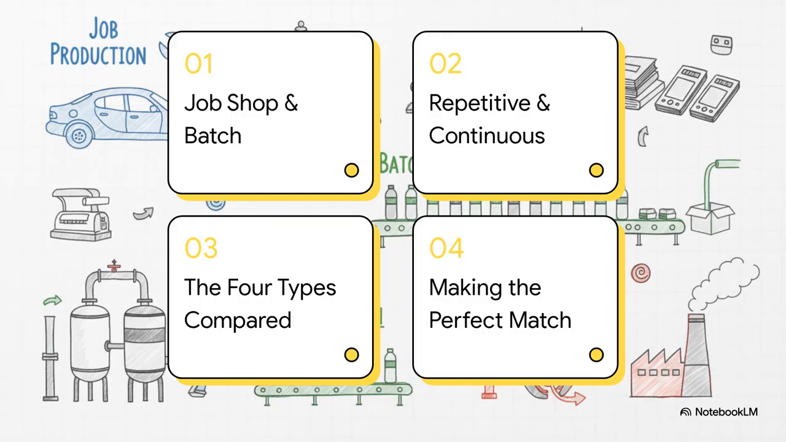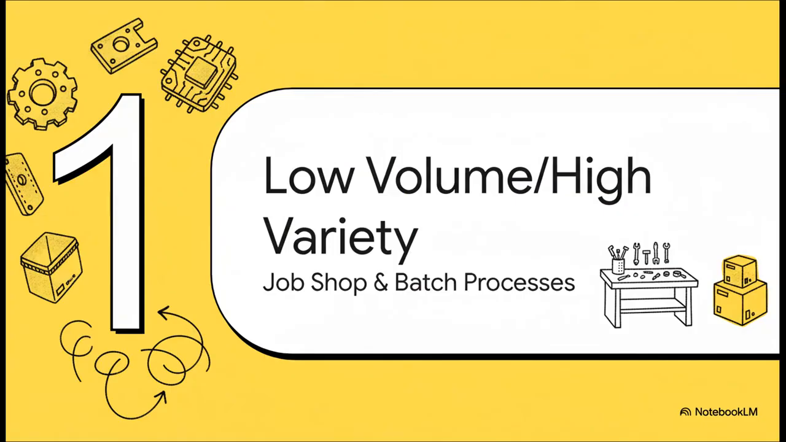Here's the game plan for today. We'll kick things off in the world of low-volume, high-variety stuff, looking at job shops and batch processes. Then, we'll flip the script and jump to the other extreme, the high-volume, low-variety world of repetitive and continuous models. After that, we'll put them all side by side to compare, and we'll finish up by talking about the critical skill of making that perfect match between a product and its process. All right, let's dive in.